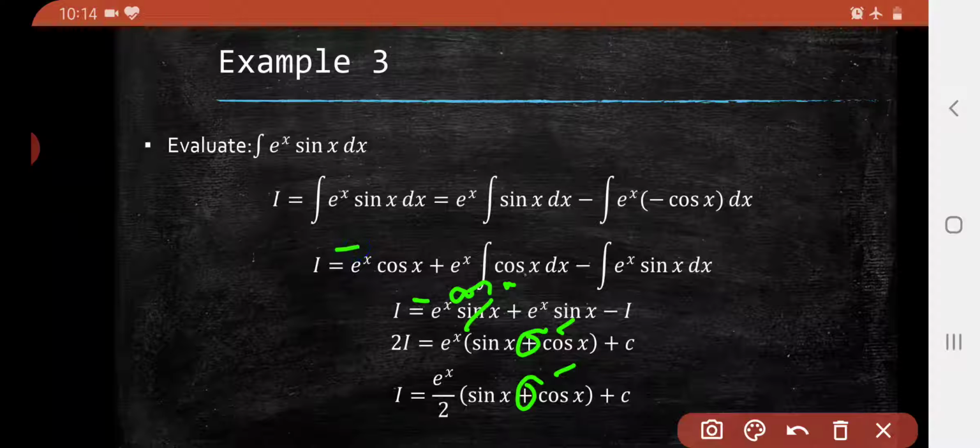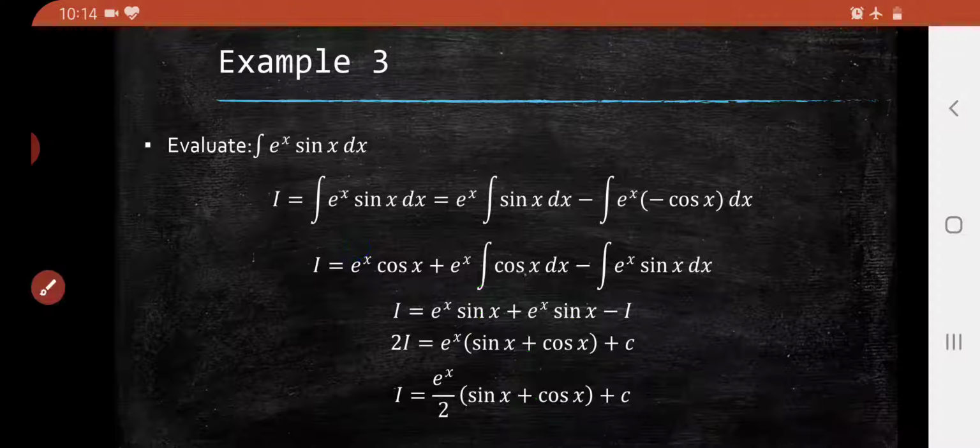All right, I hope you have understood the problem. Now you could have done it by taking sin x as the first function as well. It would have given you the same answer. Okay, next problem, number 4.